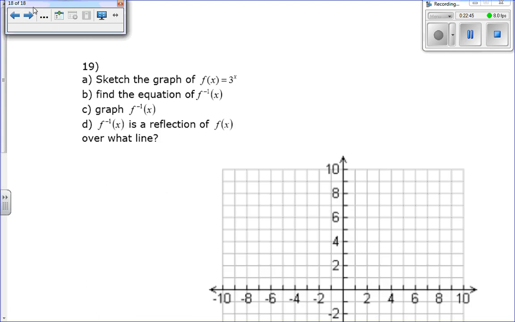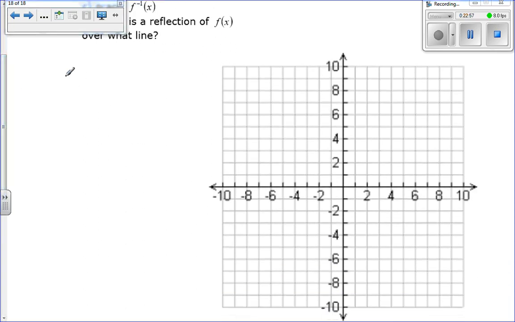Number 19 is our final problem, and it's our graph. Some of this is exponential, should be pretty easy. Graph y equals 3 to the x. Now remember what we did before. We did our t-chart. And I said you only have to do -2, -1, 0, 1, and 2.